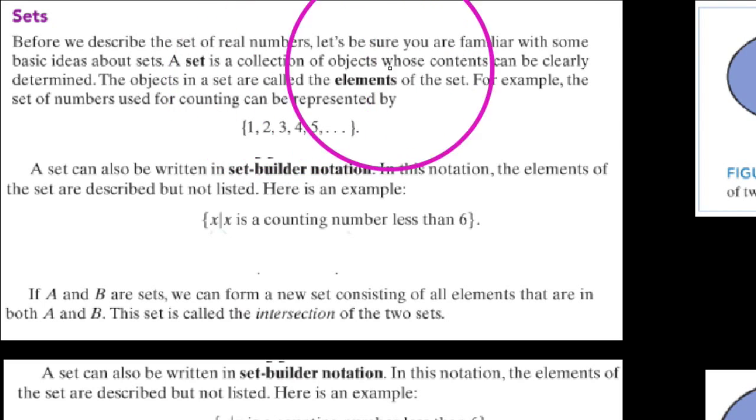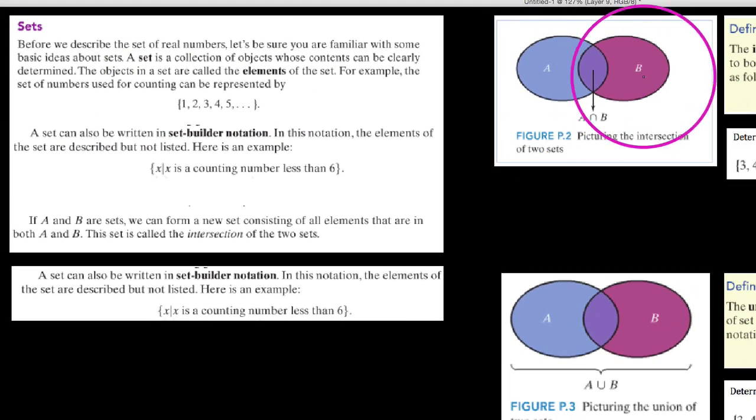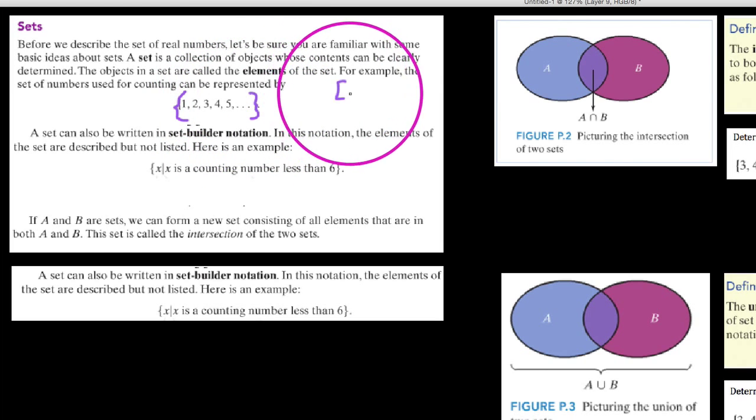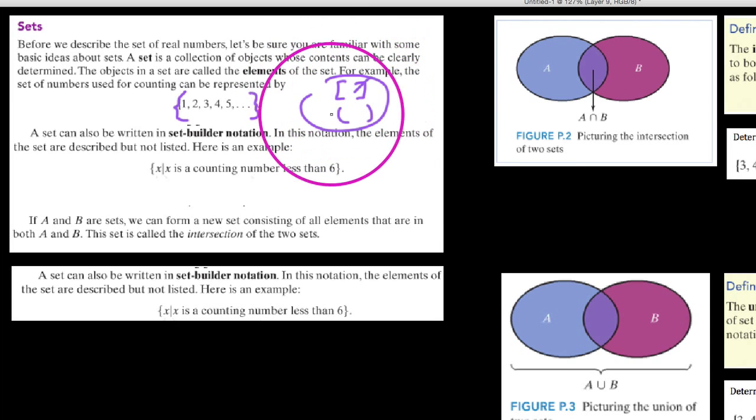We say a set is a collection of objects whose contents can be clearly determined. We often represent sets using Venn diagrams when you talk about things in probability, but we say the objects in a set are called elements of the set, and we give an example here. You'll notice that these are cusps. One important thing to note here is that we use cusps to indicate a set. We will not use brackets, we will not use parentheses.